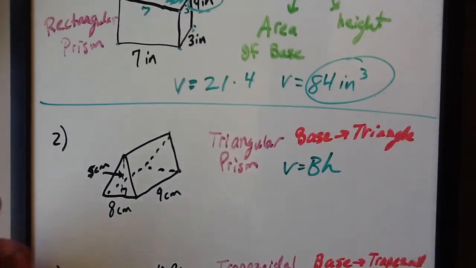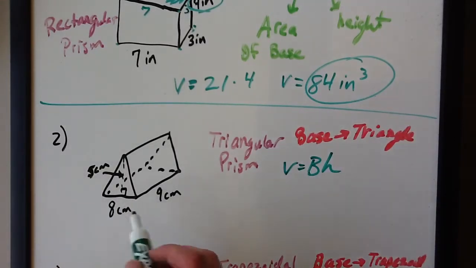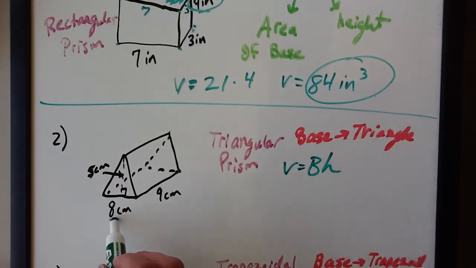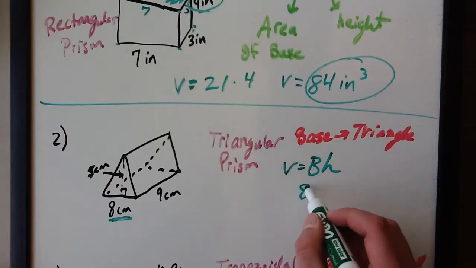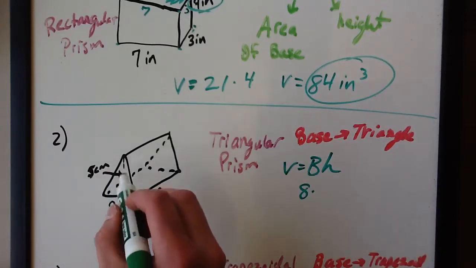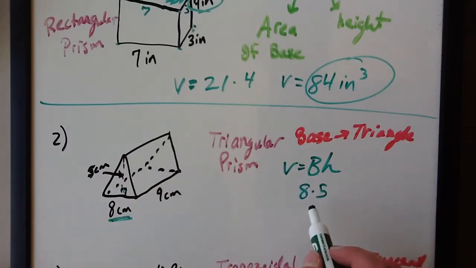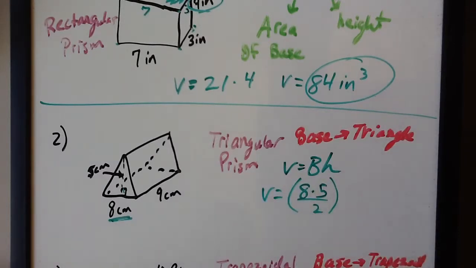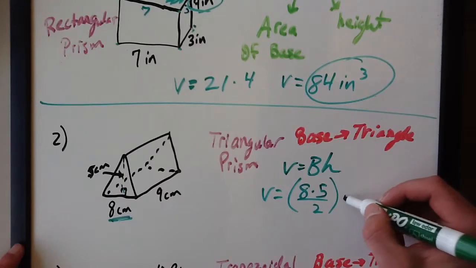So let's find the area of the base, which is this triangle. So the area of the base is base, which is 8, times the height, which we're told is 5. That's how tall the triangle is. Base times height divided by 2. That will give us the area of the triangle.